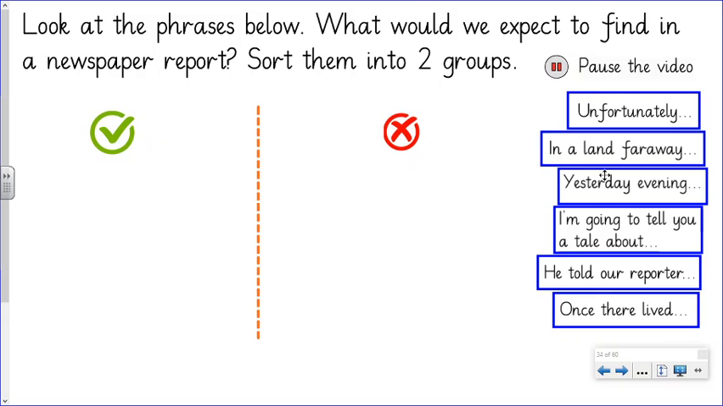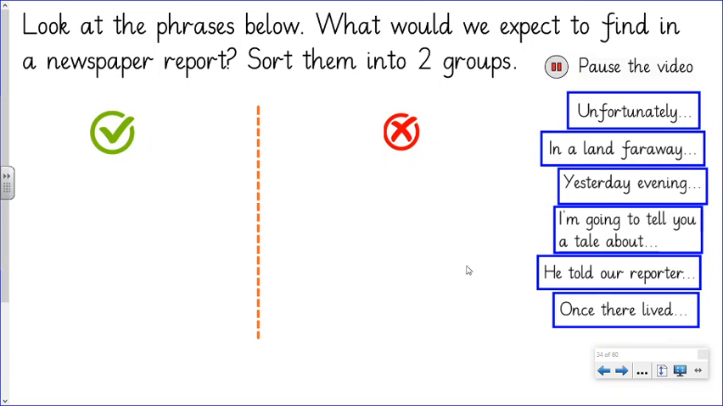So have a look at these phrases here, okay? We've got unfortunately, in a land far away, yesterday evening, I'm going to tell you a tale about, he told our reporter, and once there lived. Now, I want you to think about these phrases and sort them out into these two groups. Things you would expect to find in a newspaper report and things you wouldn't expect to find in a newspaper report. So pause the video now and sort these phrases into two groups.